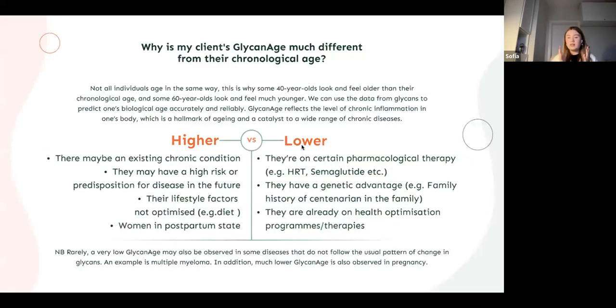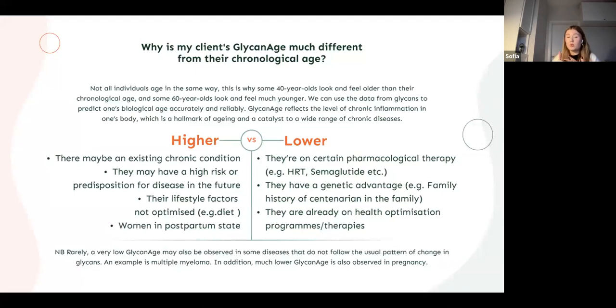So now that you get the GlycanAge result, the GlycanAge number, what does it mean, right? So what does it mean if the GlycanAge of your client is less than their chronological age? What does it mean if it's more than their chronological age? So let's look at this. So if their biological age is higher than their chronological age, there's a couple of things we need to look at. First, there might be an existing chronic condition which we need to look into. They also may have a high risk of or a predisposition for developing a certain disease in the future, and this again is something that we'll talk about a bit later.